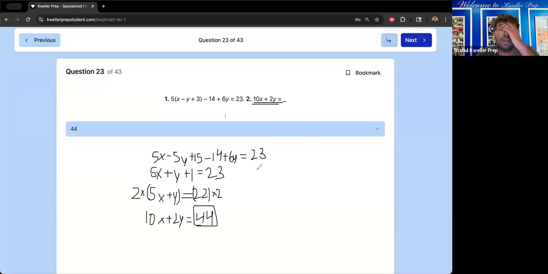So you just have to be aware of these tips. You just have to know how to double equations and how variables work with each other. We don't multiply 23 times 2 because there's a 1 here. So we first subtract that 1 from 23. When we subtract 1 from 23, we get 22.